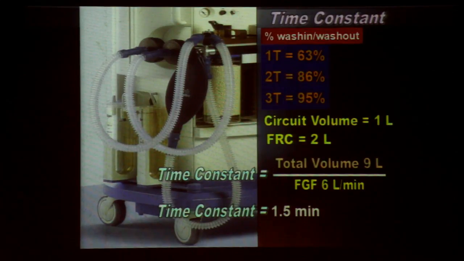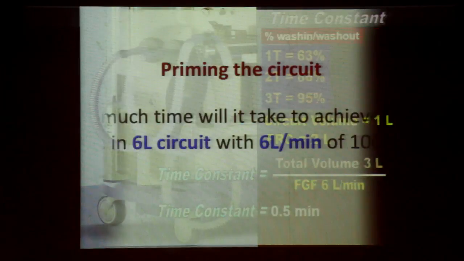So this is what is meant by time constants, and we must try to understand this. Now if your circuit volume is 1 liter and your FRC is 2 liters, suppose we take a smaller circuit, then what happens to your time constant? Time constant becomes 0.5. So it becomes easy to prime the circuit first, a smaller volume circuit, where the circuit concentration can match the inspired concentration at an earlier time.